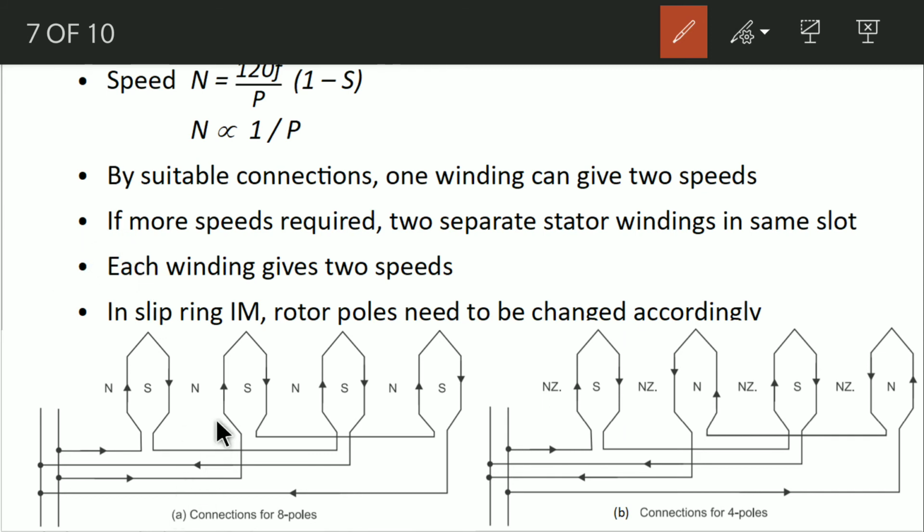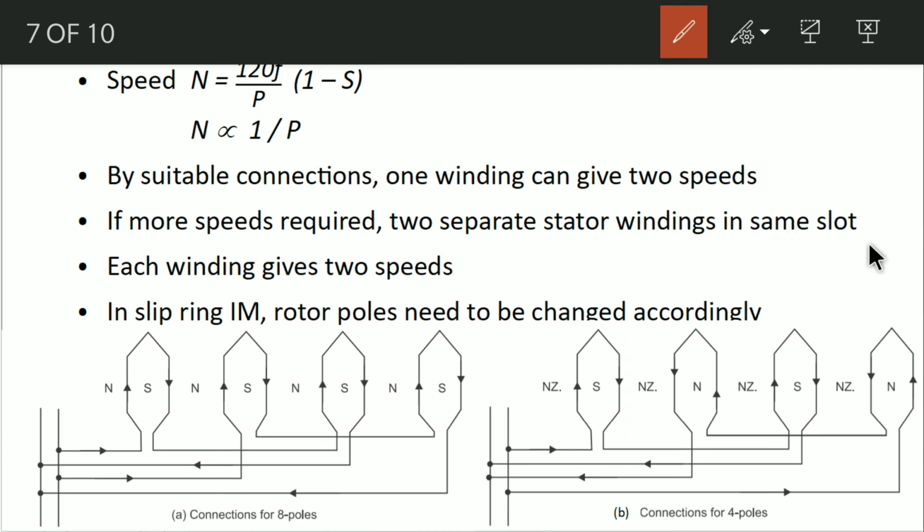One method we have discussed is that by suitable connections we can have a different number of poles and we can achieve 2 speeds. For more speeds, 2 separate stator windings are to be inserted in the same slots. It means deeper stator slots will be there, more copper will be required, and the motor will be costly. But 2 independent windings are wound for different numbers of poles. Then by changing their connections we can have 2 speeds for each winding and we can obtain 4 speeds.